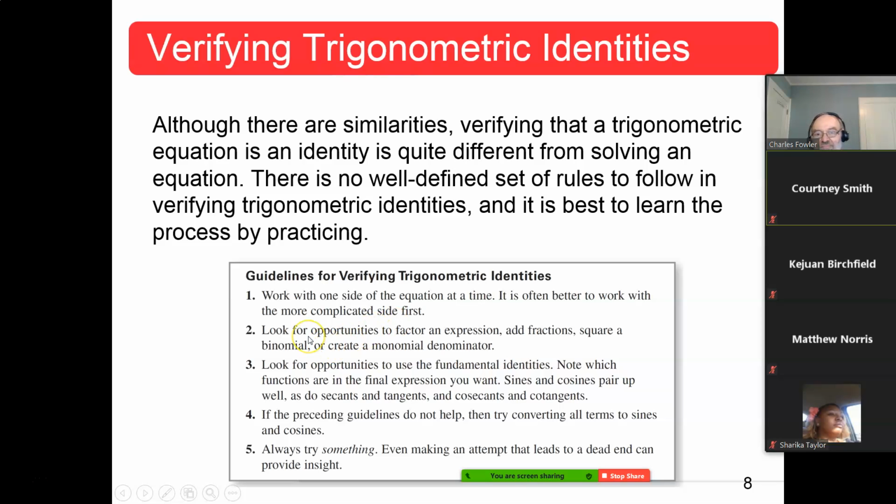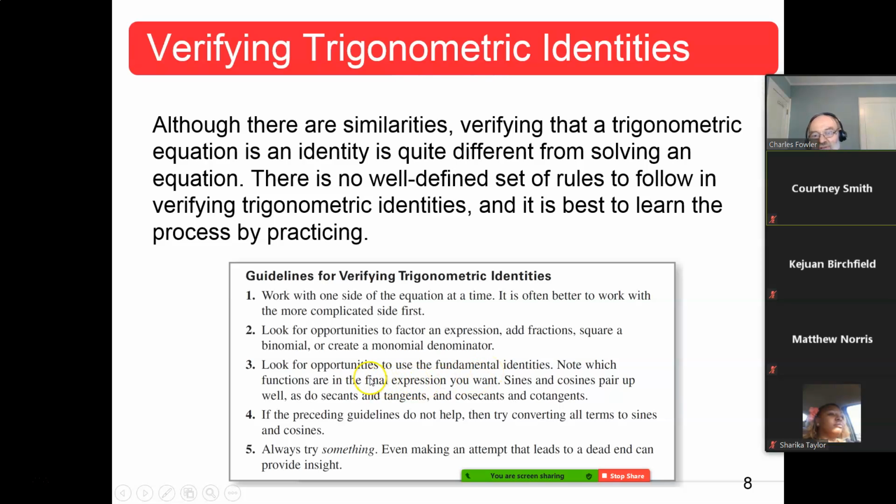Number 2, look for opportunities to factor an expression, add fractions, square a binomial. Now be careful with that one. Or create a monomial denominator. Usually a good idea there. A lot of the things we did in section 5.1 will be repeating. Look for opportunities to use your fundamental identities. I would list that almost number 1 here.